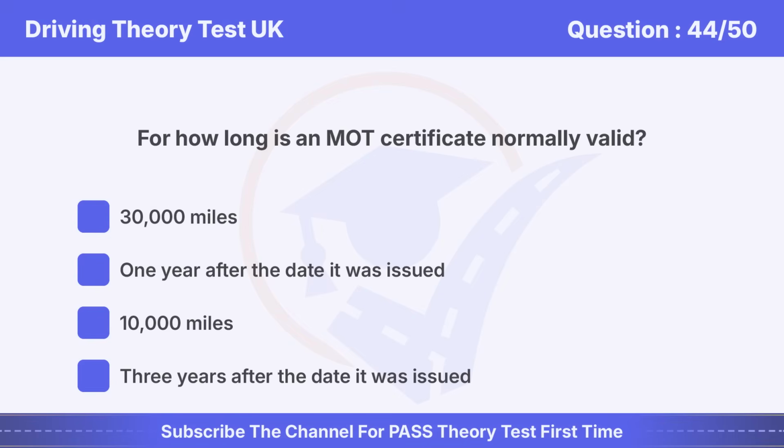Question 44. For how long is an MOT certificate normally valid? Option A. 30,000 miles. B. 1 year after the date it was issued. C. 10,000 miles. D. 3 years after the date it was issued. Answer is B. 1 year after the date it was issued.